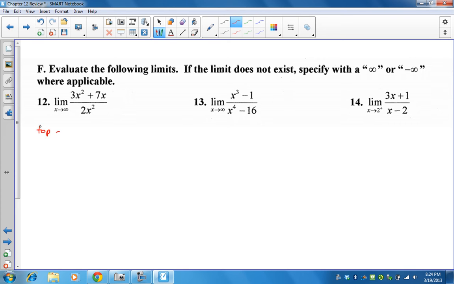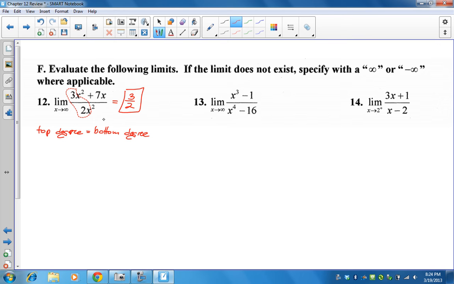And in number 12, the top degree is equal to the bottom degree. And if the top and bottom degree are equal, which they are, then you divide the leading coefficients, which in this case is 3 and 2. So the answer to number 12 is 3 over 2. And you just leave your answer like that.